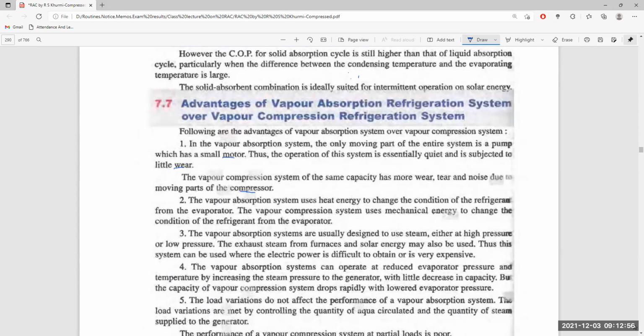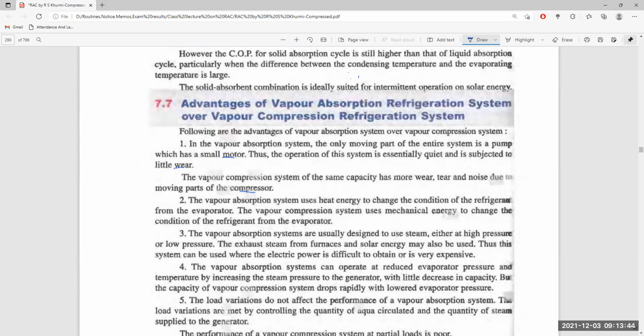So in the vapor absorption system, the difference is we have to supply heat to the system in order to dry up and evaporate, to separate the refrigerant from its absorbent in the generator. But in the compression system, we use only mechanical energy, by, say, running a motor to run the compressor, and the compressor is doing only mechanical work, applying mechanical energy to the refrigerant to change its condition. So for vapor absorption we have to use heat energy directly, while for vapor compression we have to use mechanical energy to change the state of the refrigerant from the evaporator.